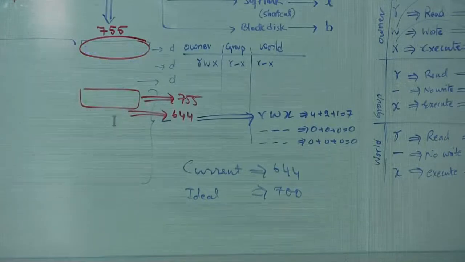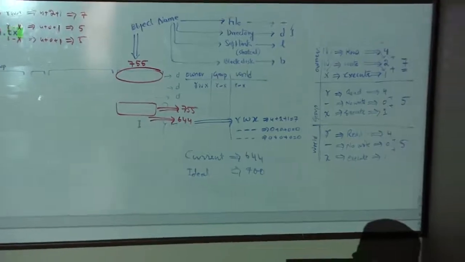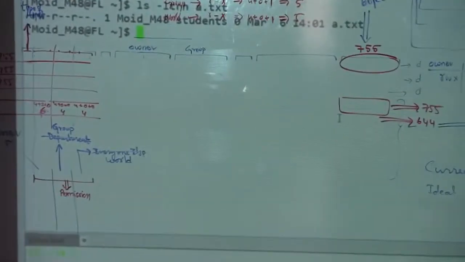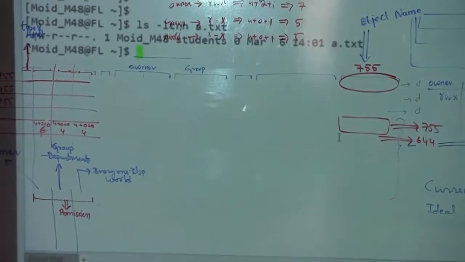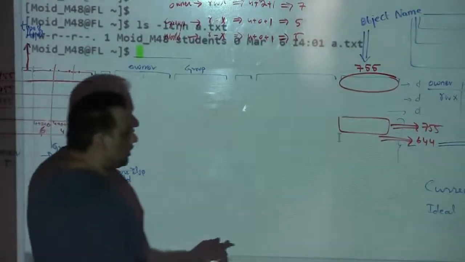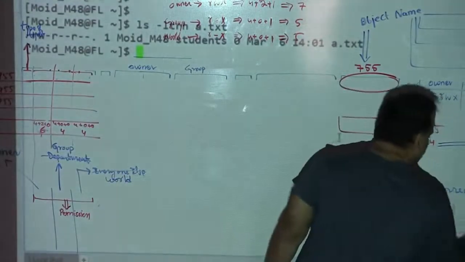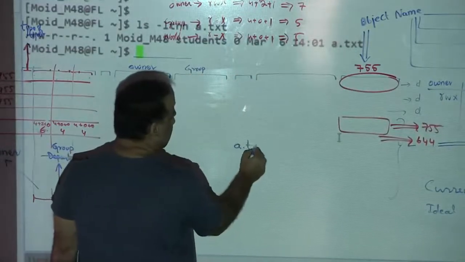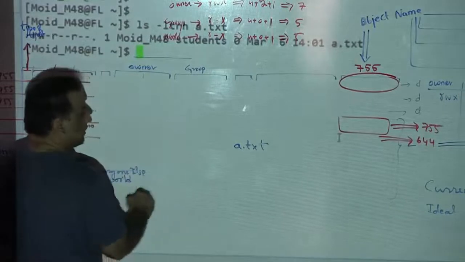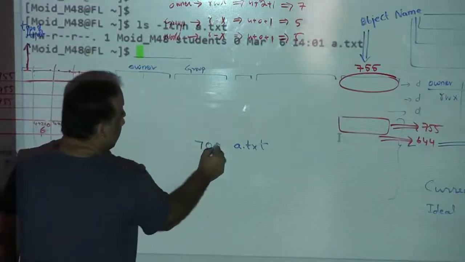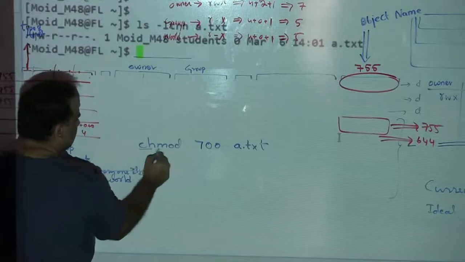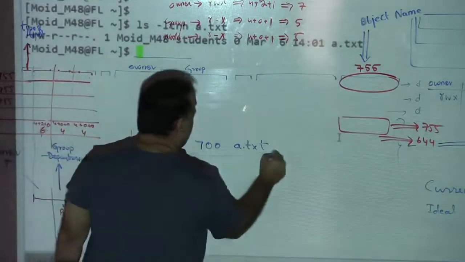I'm going to clear the screen and I will say ls -ltr a.txt. This is my current permission. Do you all agree? Then I want to change the permission to 700. Which file do I want to change the permission of? a.txt. What is the permission that I want to change it to? 700. And what is the command to change the permission? Change, modify, change mode.